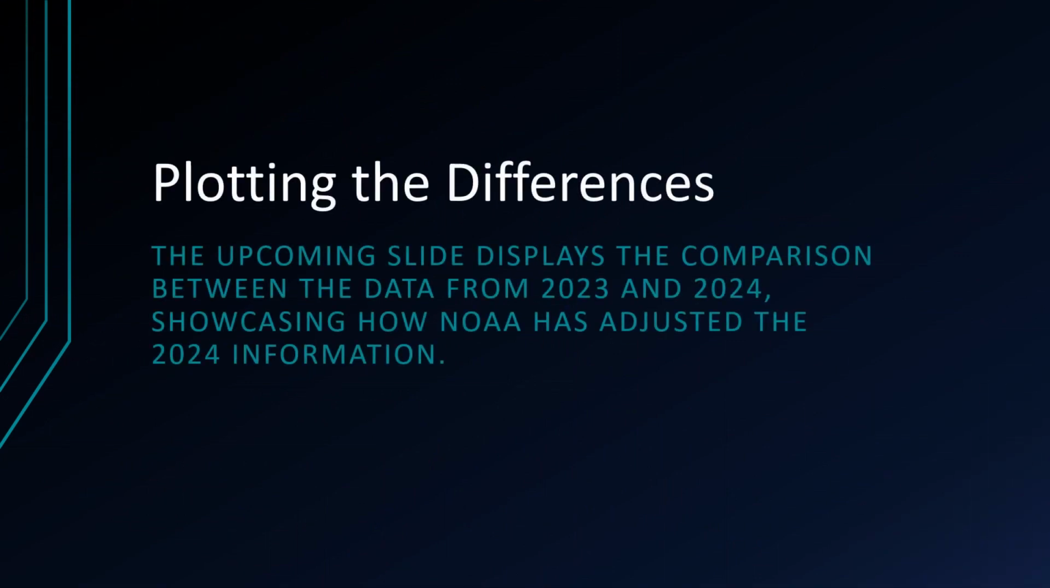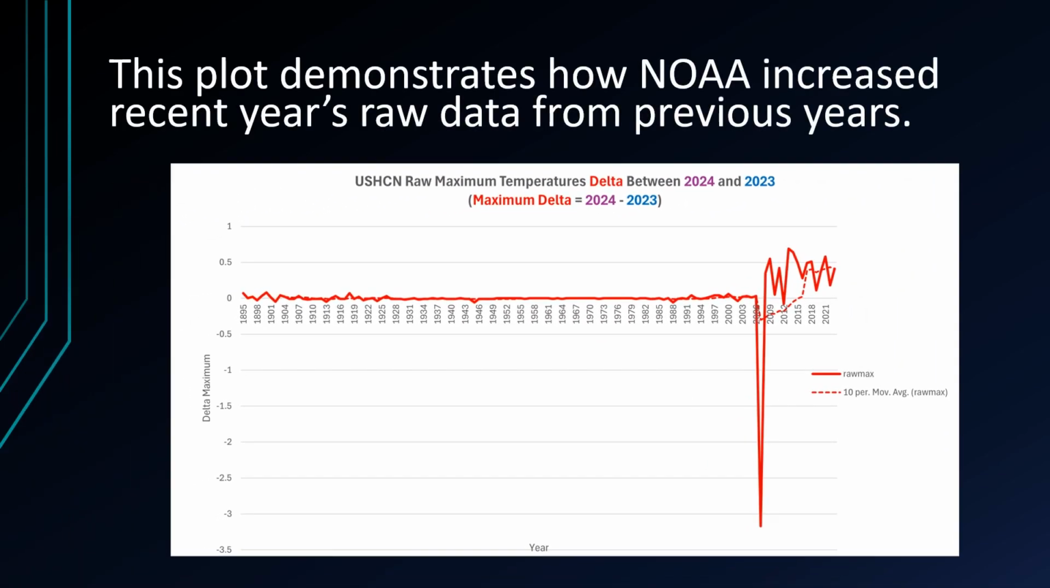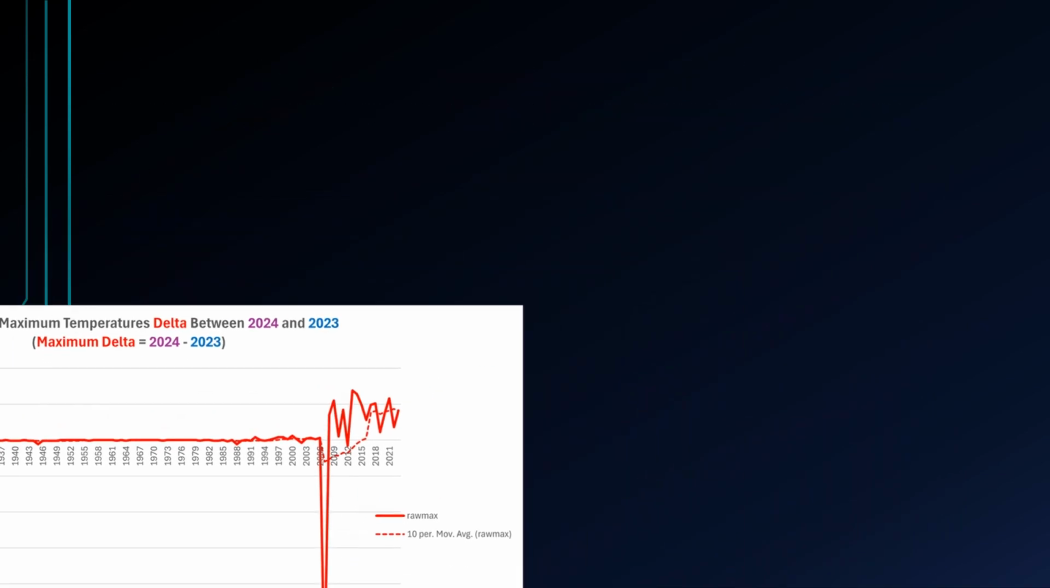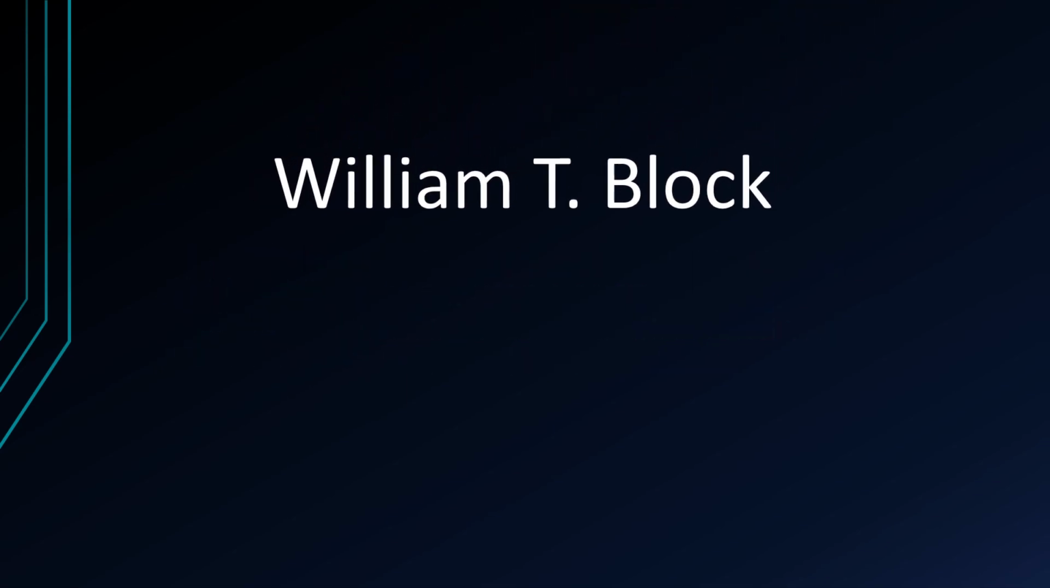The final graph plots the differences between the 2023 and 2024 datasets. What should appear as a horizontal line is actually showing an increasing trend in temperature over the past 20 years. It is impossible to know if this discrepancy was intentional or was a mistake, but there is no justification for changing the raw historical thermometer data.